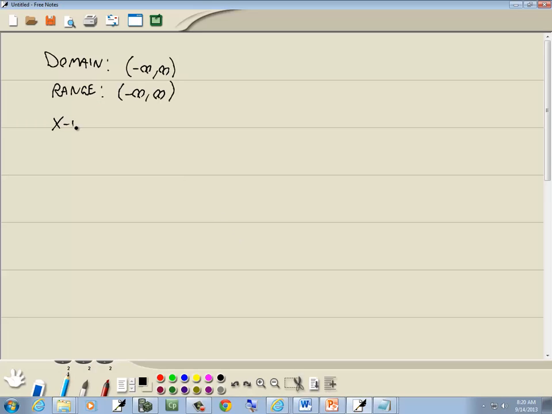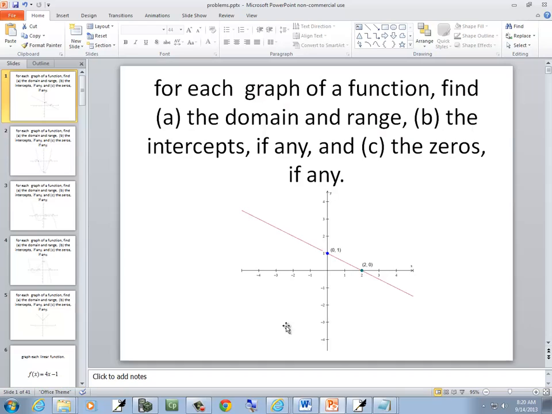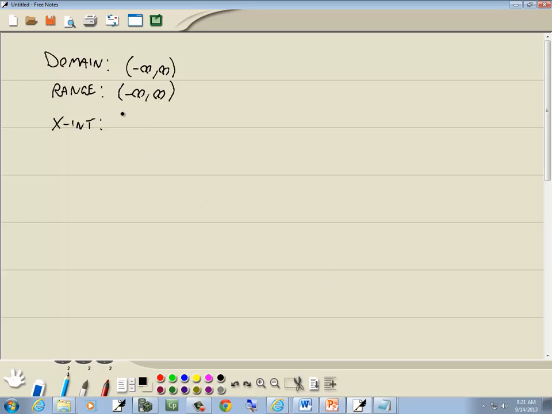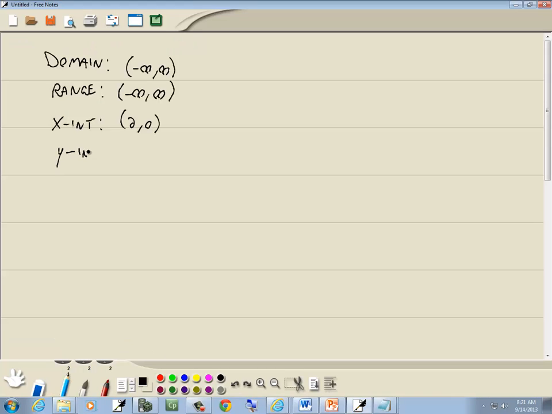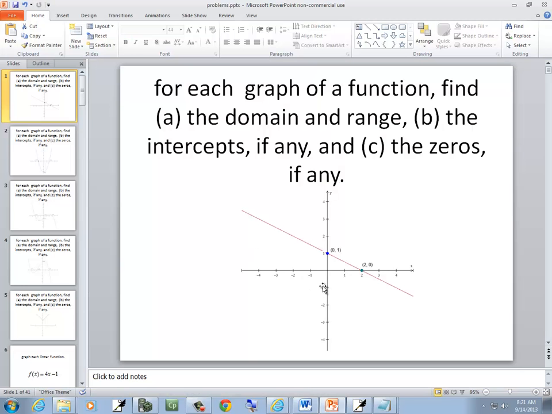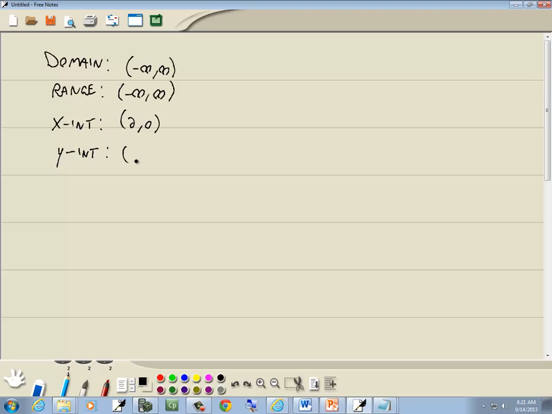Okay, our x-intercept. That's where it crosses or touches the x-axis, which you can see crosses here, which is at 2, 0. I know it's kind of small, so it's kind of hard to see. Now our y-intercept is where it touches or crosses the y-axis. And I know this is pretty small, you probably can't see that on this YouTube video, but that says 0, 1. So our y-intercept would be 0, 1.